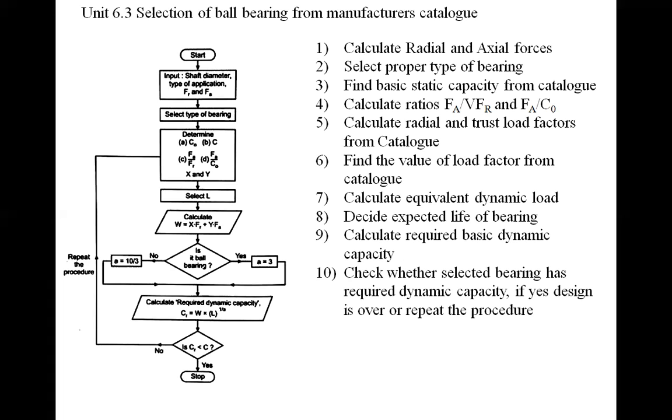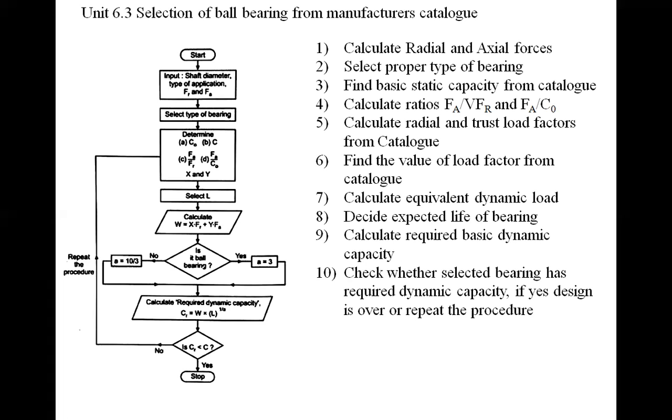Calculate the equivalent dynamic load from the FA and FR. You have to go for X value and Y value, which are the radial and thrust load factors from the catalog, which are based on the FA by V into FR and FA by C0 ratios. From that, you find the equivalent dynamic load. Select the expected life, how much life is expected.